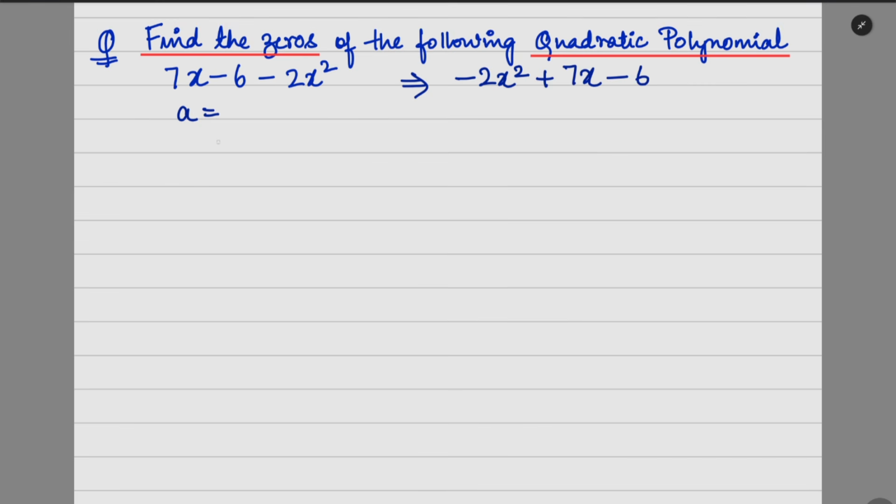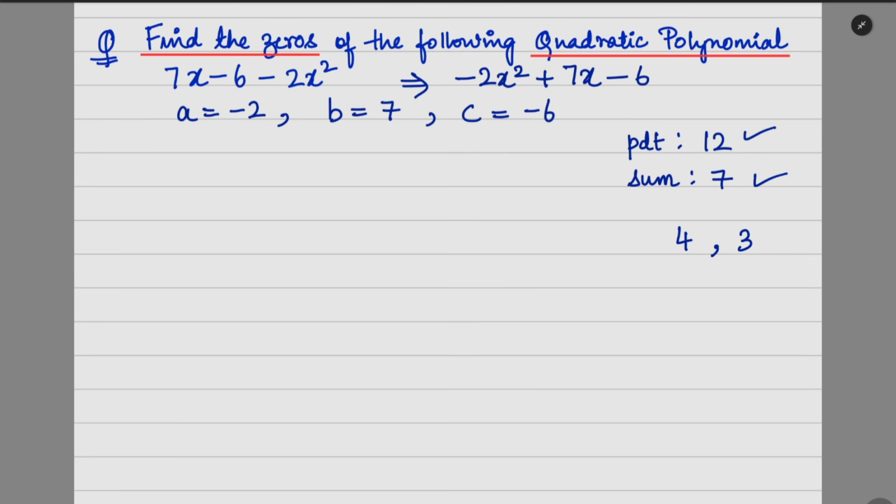Now let's write what is a. A is minus 2, b is 7, c is nothing but your constant minus 6. Your product will be a into c, so it is minus 2 into minus 6. Minus into minus is plus. 2 into 6 is 12. And your sum is nothing but 7. So again, it's very easy. What are 4 and 3? 4 multiplied by 3 is 12. 4 plus 3 is 7.